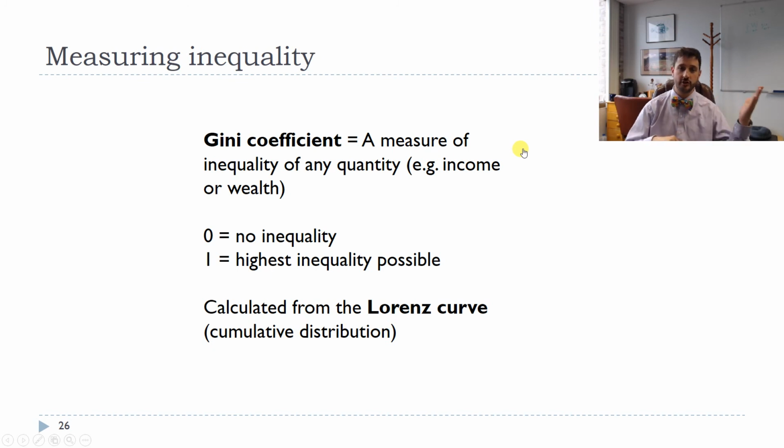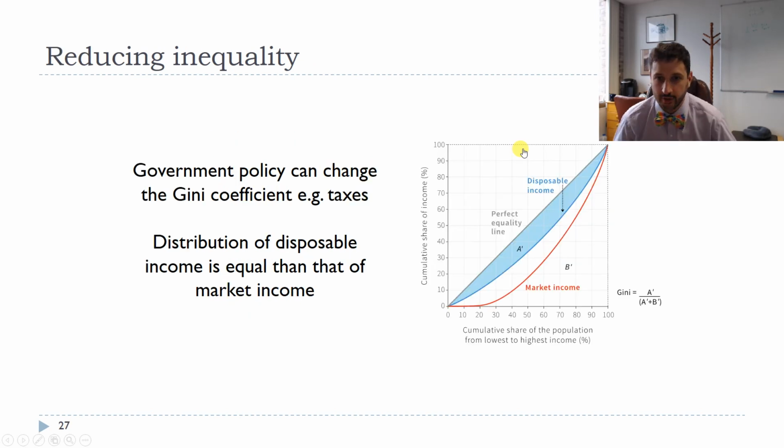So the Gini coefficient goes from 0 if everybody's completely equal to 1 if one person has all of the income or all of the wealth. And it's calculated from something called the Lorenz curve. These are two Italian economists that came up with these measures. So here's an example of a Lorenz curve.